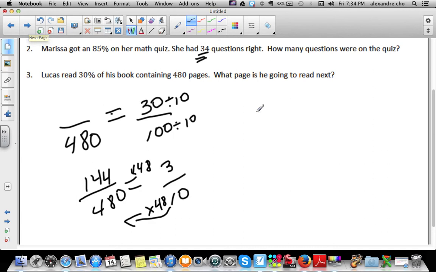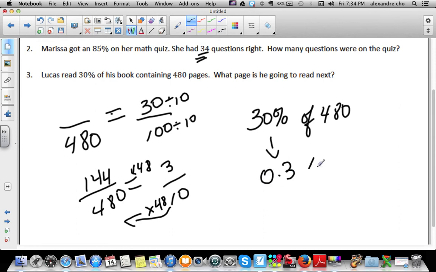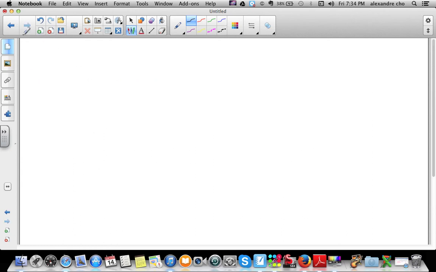Okay, another simpler way of doing this is just to find 30%. Okay, he read 30% of 480. Okay, and that's actually the more direct way. And you would change this to a decimal, 0.3 or 0.30, doesn't matter, times 480, and you would get 144. Same exact answer.